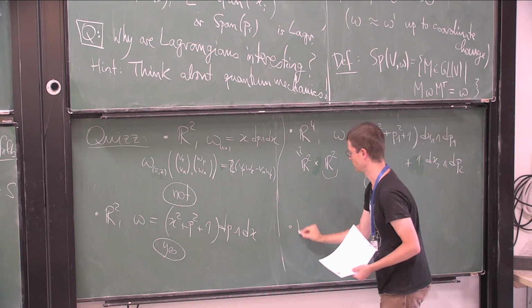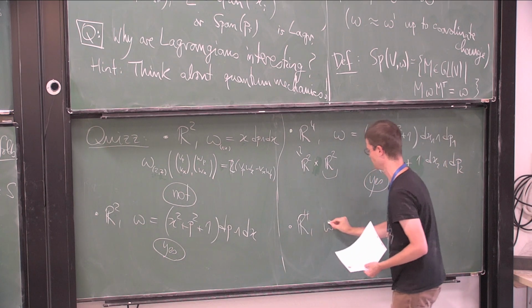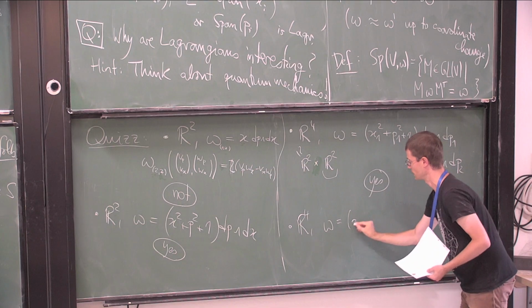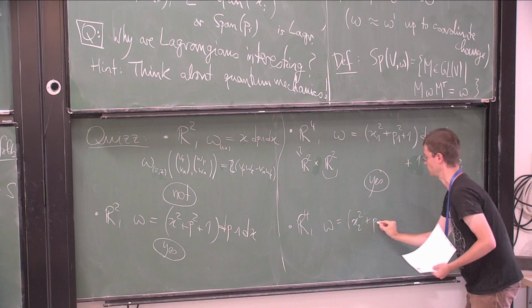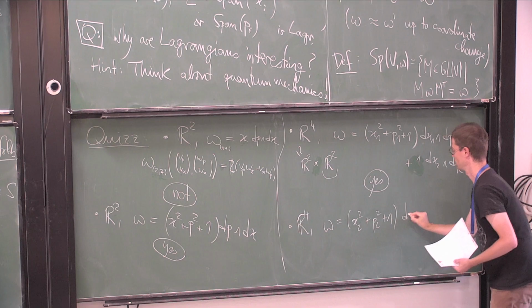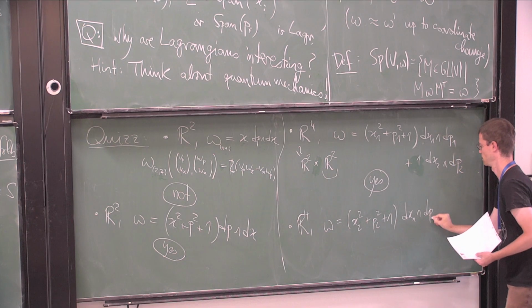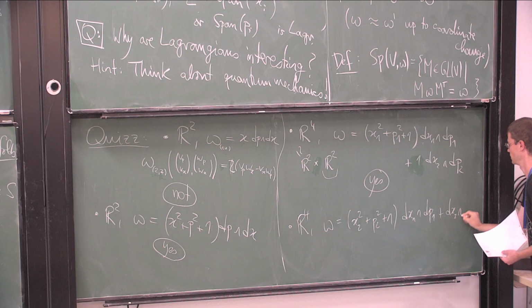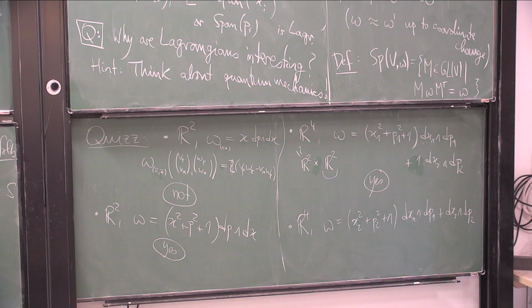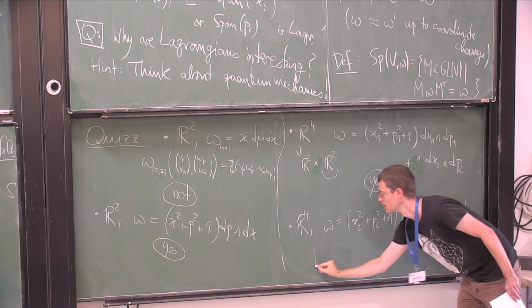Okay, and the last example of the quiz: what happens if I take the same but with x2 in the coefficient, (x2 squared plus p2 squared plus 1) dp1 wedge dx1 plus dp2 wedge dx2? Symplectic, yes or no? Not closed. What is d omega?